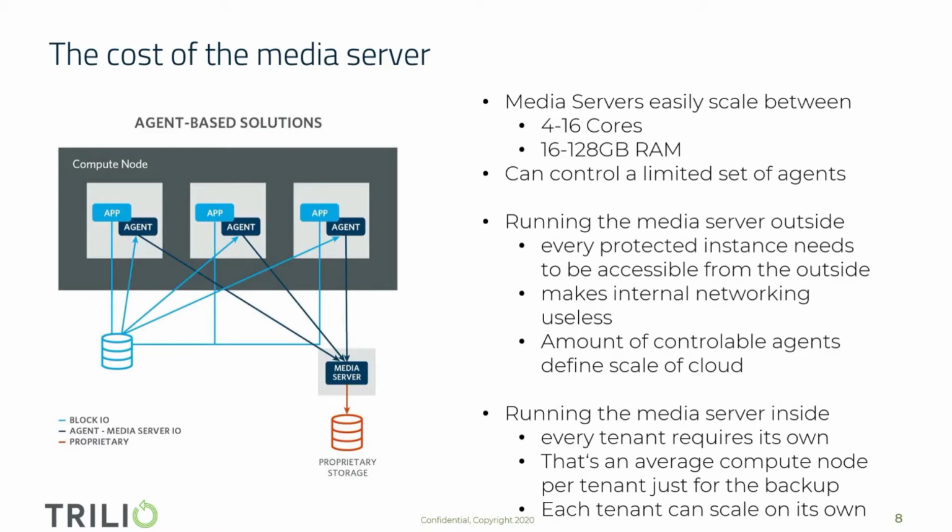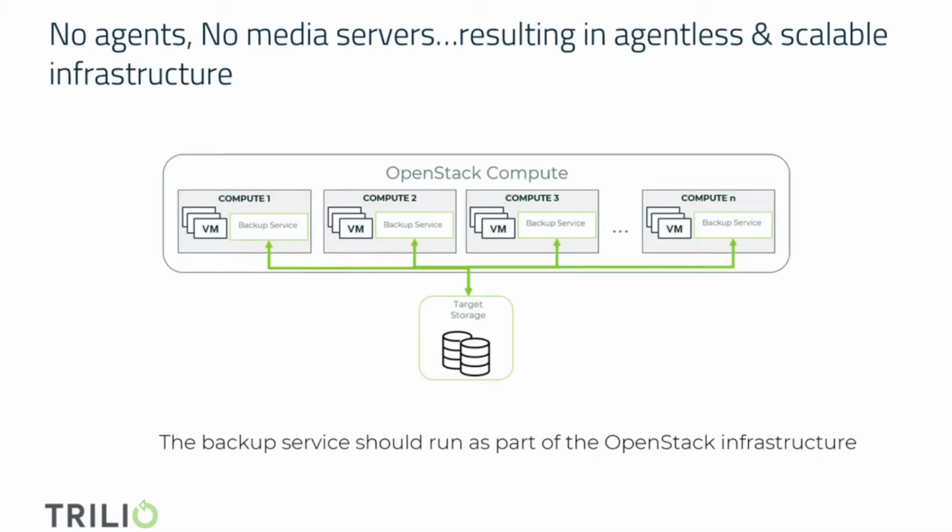So this means that when we take a look at it, are agents and media service something you would want to avoid in an OpenStack environment? You would actually want a solution that is adding a backup and recovery service to your compute nodes, so that just like Nova Compute, just like Neutron and all the other projects, you're adding a service component to each compute node, which allows you to scale together with your OpenStack.